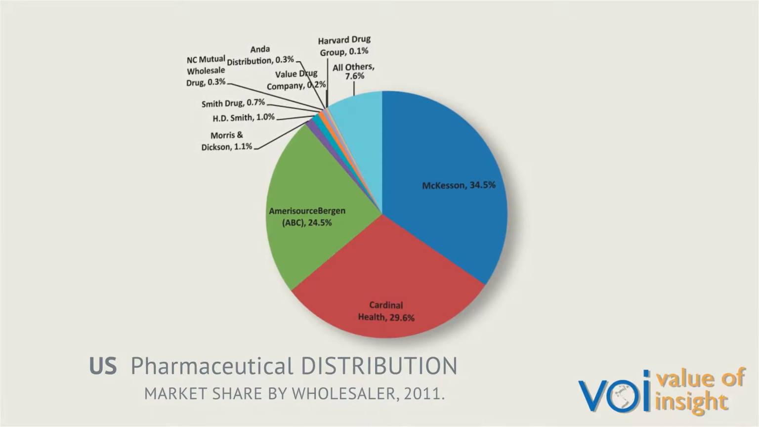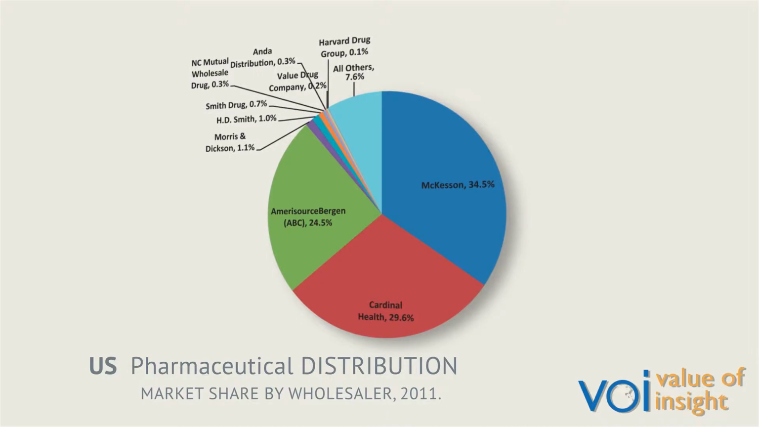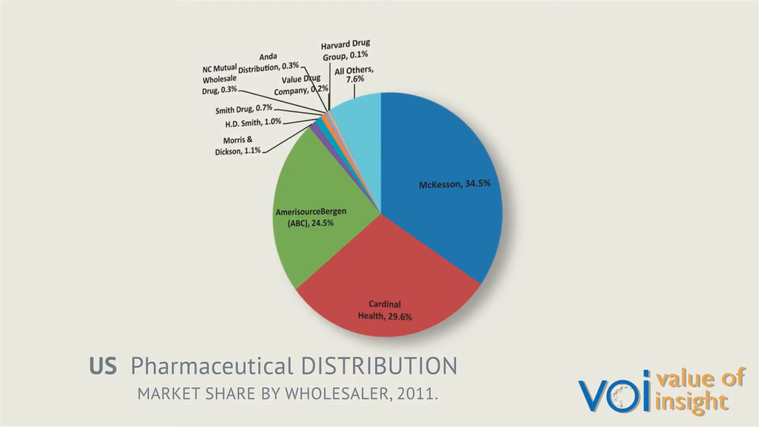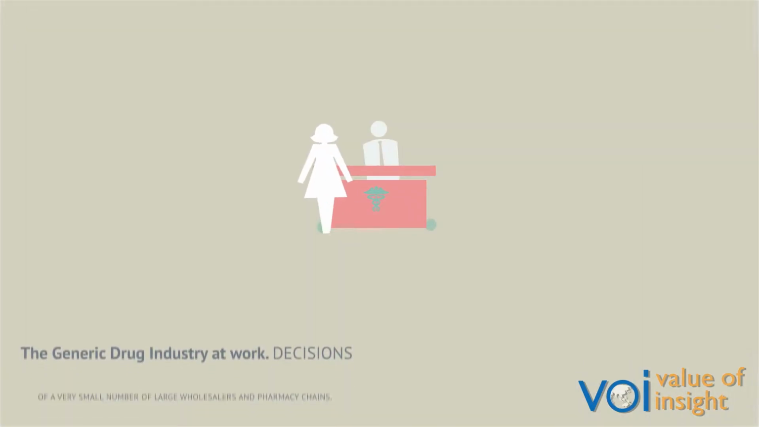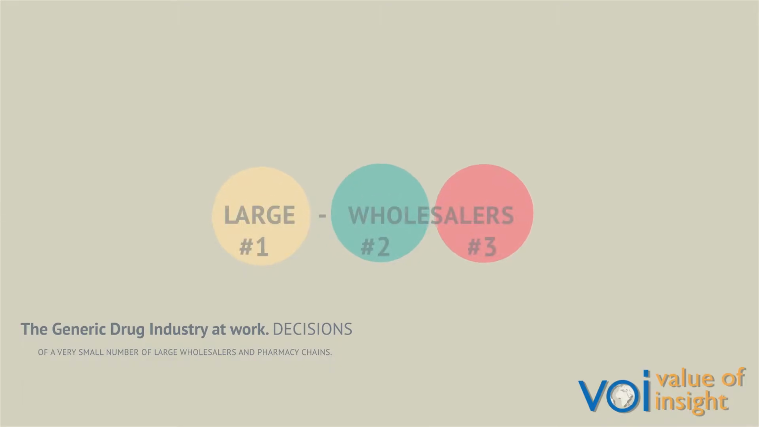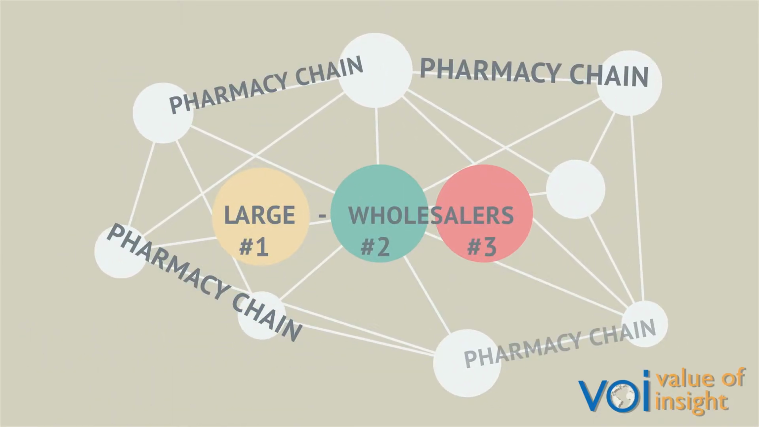Factoring in the overall structure of the industry is an essential element of the process. The generic drugs dispensed at a pharmacy are the decision of a very small number of large wholesalers and pharmacy chains. A single wholesaler can control 25% or more of the market for a drug.